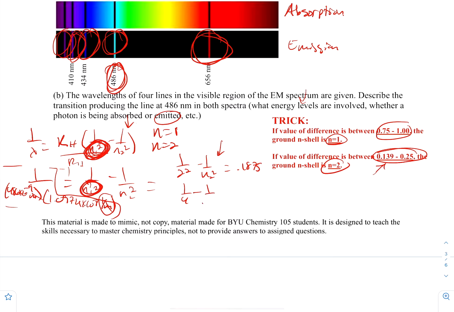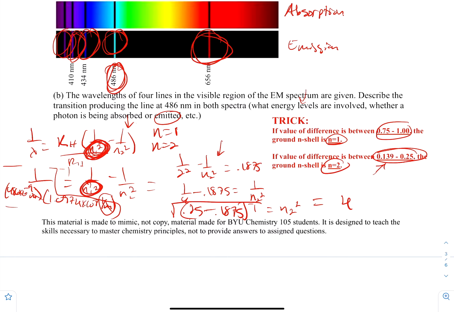So 1 over 4 minus 0.1875, whoops, not 1 over 0.185. 0.1875 is equal to 1 over n2 squared. And that would be 0.25 minus 0.1875. And then I'd have to invert this, and that would give me n2 squared. And then I'd have to square root the guy. Now, if you do that, you actually get 4.